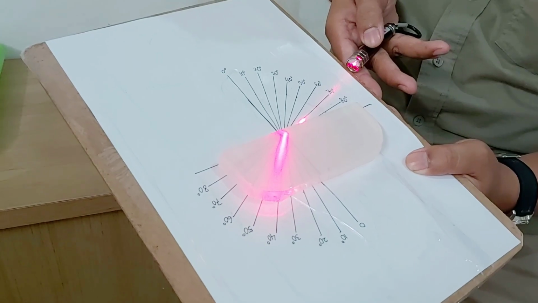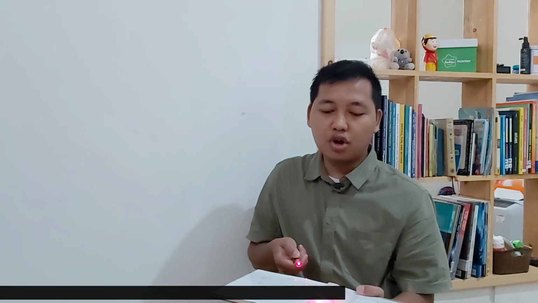Did you see that? When the ray of light passes through a rectangular block of this transparent material, it bends as it enters the block. As it leaves, it bends back to its original direction.